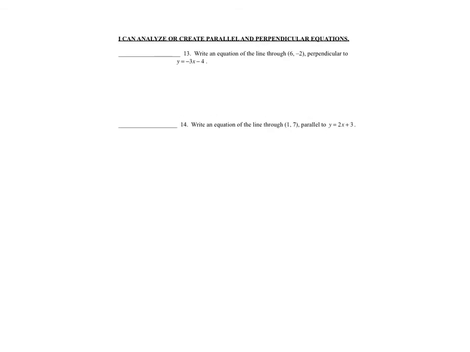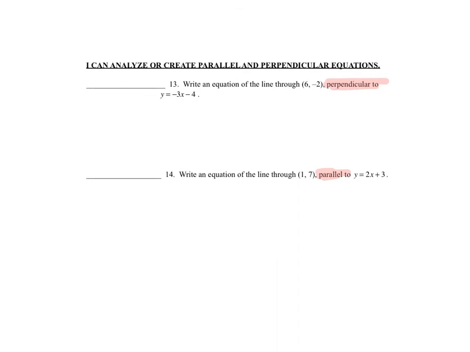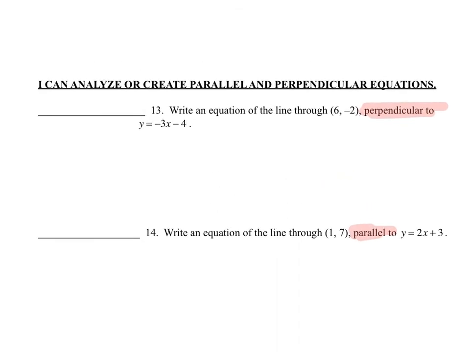Alright, now looking at number 13 and 14. Okay, I cannot stress this enough. Please, please, please look. Is it perpendicular or is it asking you for parallel? Okay, remember perpendicular is the opposite reciprocal and parallel is the same. So the opposite reciprocal of negative 3, opposite of negative is positive. 3 over 1, the reciprocal would be 1 over 3. So my M, which represents my slope, is going to be a positive 1 over 3.